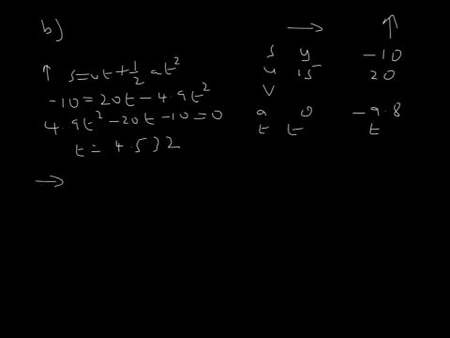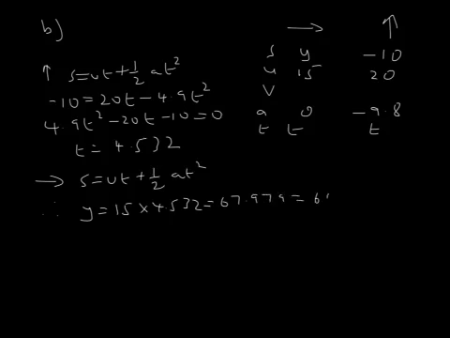So now let's put that into the horizontal component. We can again use s equals ut plus half at squared. We know that horizontally a is 0, so therefore y is 15 multiplied by 4.532, which works out to be 67.979, which to 2 sig figs is 68.